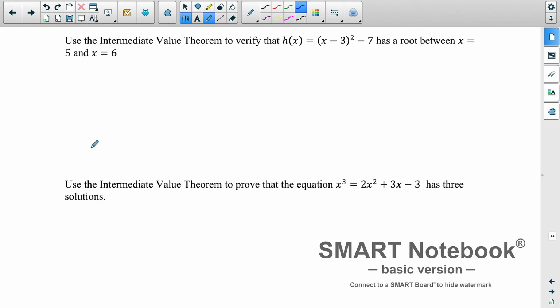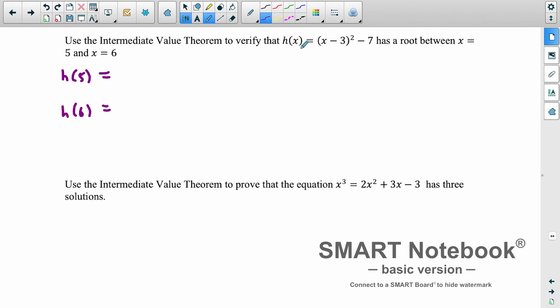Alright, use the intermediate value theorem to verify that h(x) equals (x minus 3) squared minus 7 has a root between x equals 5 and x equals 6. It's practically the first question over again. I don't know why I put this one on here. So it's nice, they've given us the x values. So we need to find h(5) and h(6). And we'd like to see a sign change, in which case we know there's a root or a 0. I know they're not exactly the same meaning, but they're pretty close. So I'm not going to get into the difference right now.